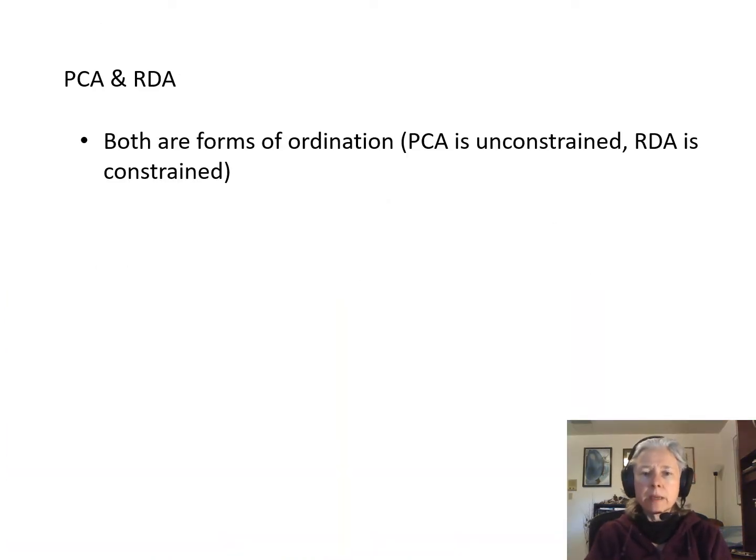So PCA and RDA are both forms of ordination. PCA is unconstrained, meaning that you're looking at only one data set at a time, whereas RDA is constrained, meaning that the patterns in a site-by-species data set are presumably constrained by variables in a different data set, a site-by-environment data set.